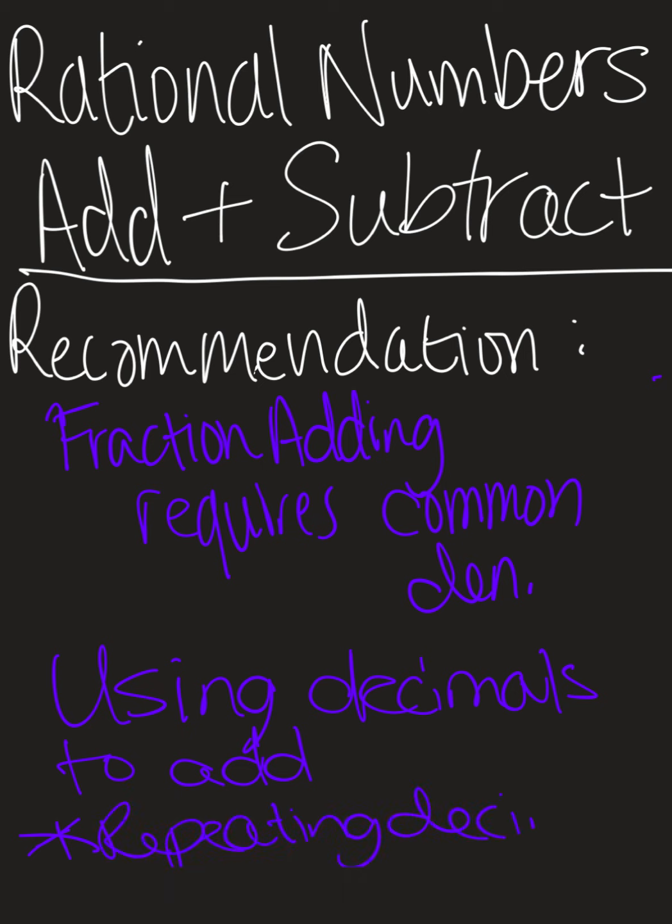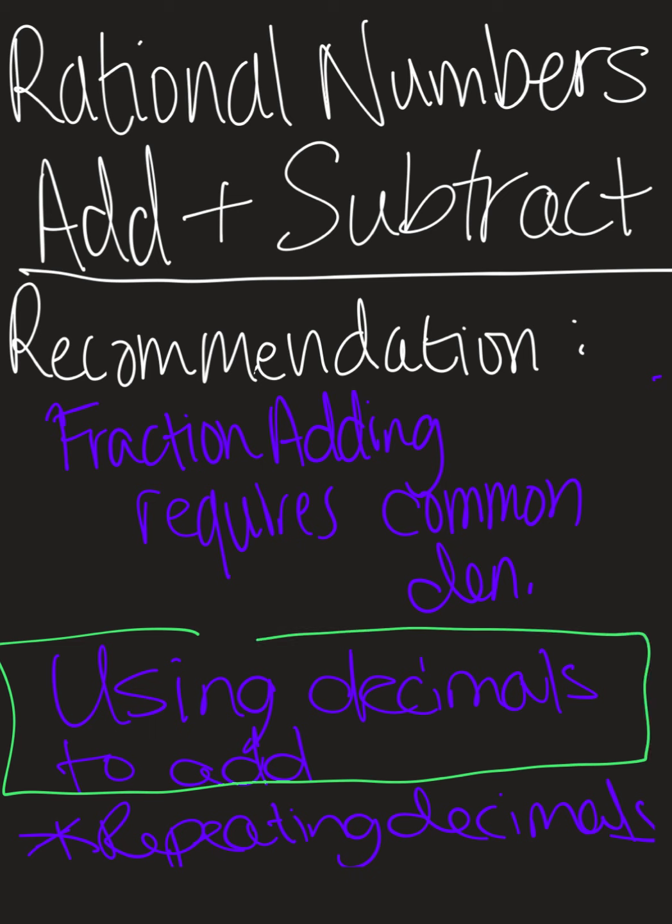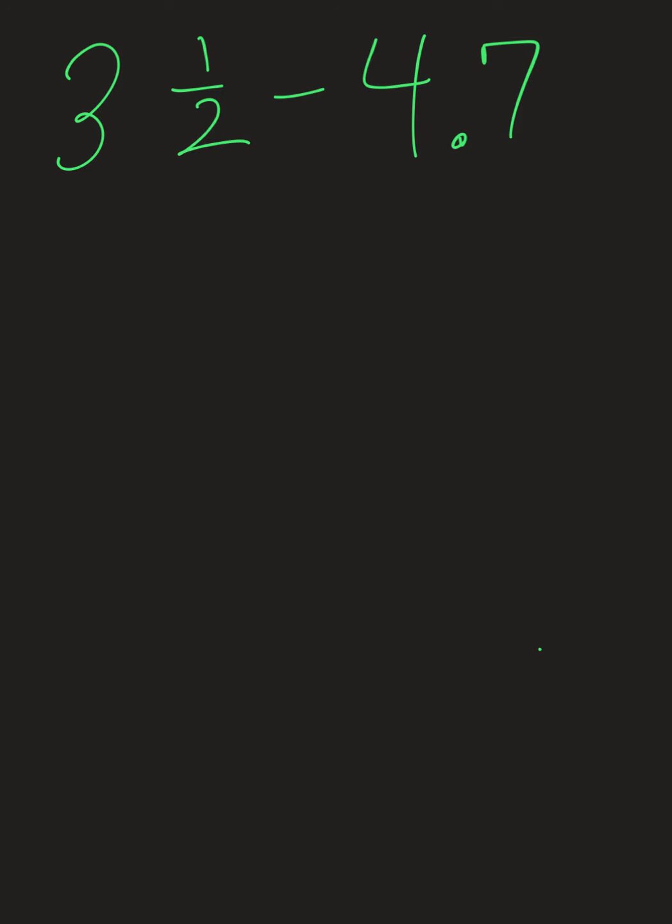Those will not work because you would have to round as opposed to having an exact answer. So when you don't have repeating decimals, you should use decimals to add. But remember that if you have to use fractions or you choose to use fractions, that requires a common denominator. Okay? Our first example is 3 1/2 minus 4 7/10.